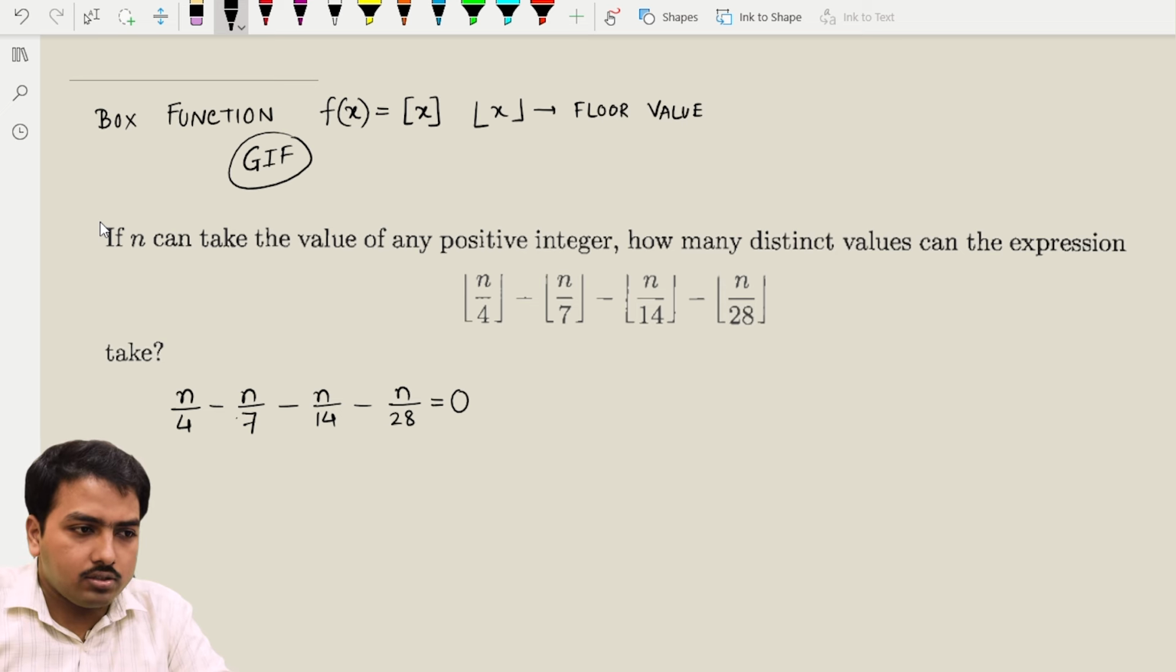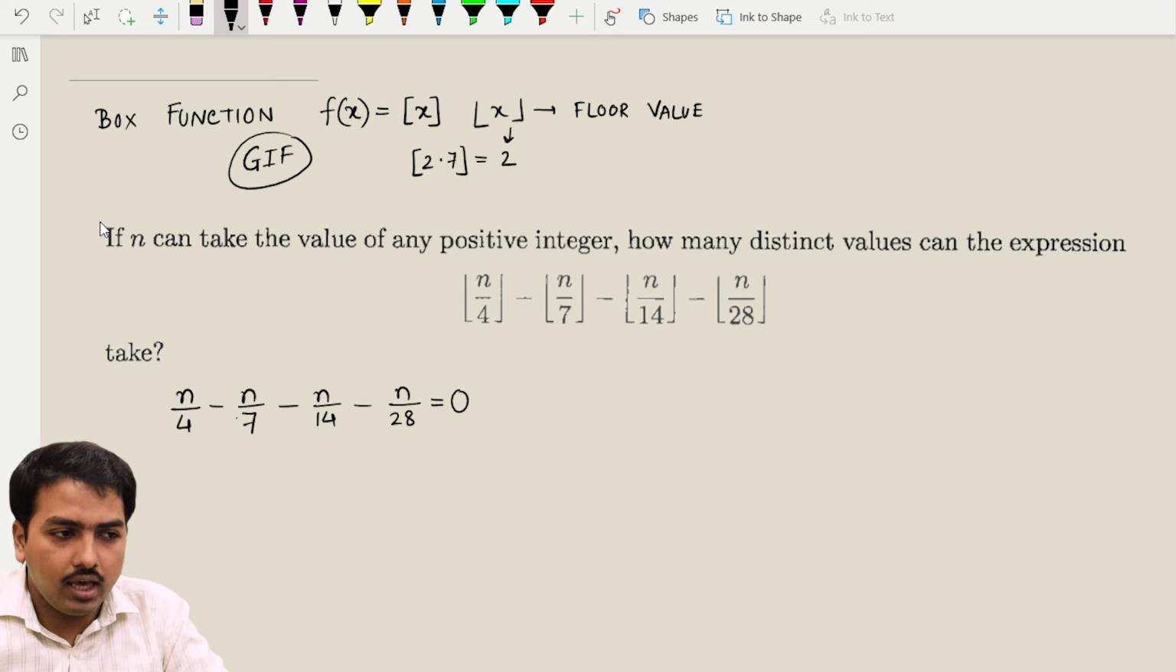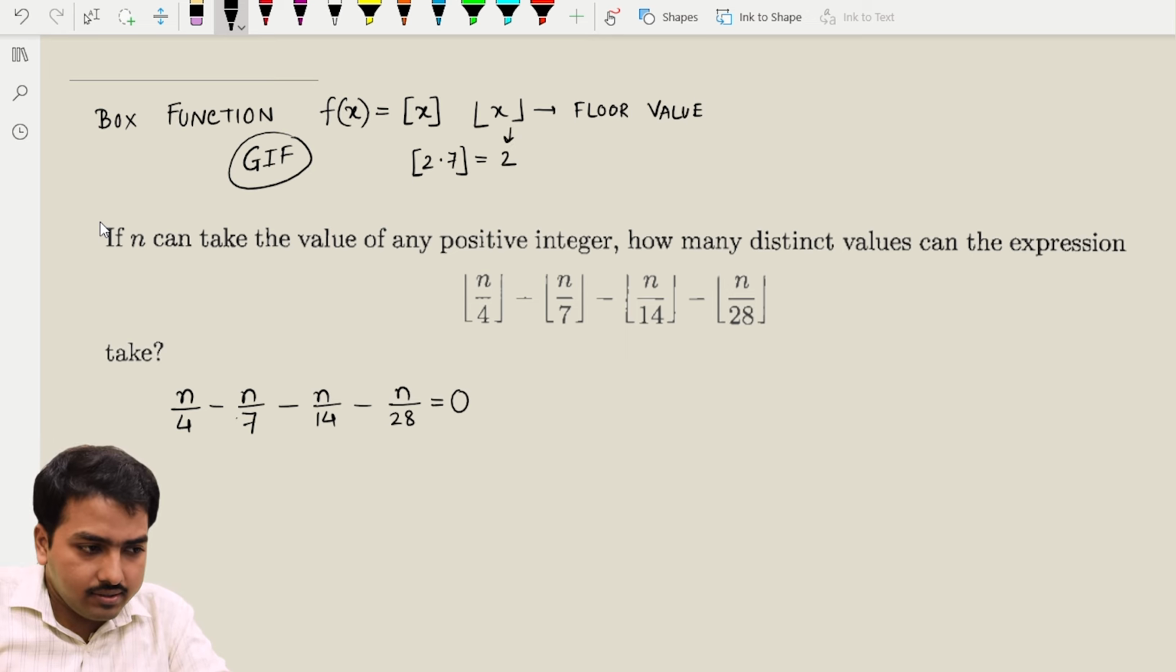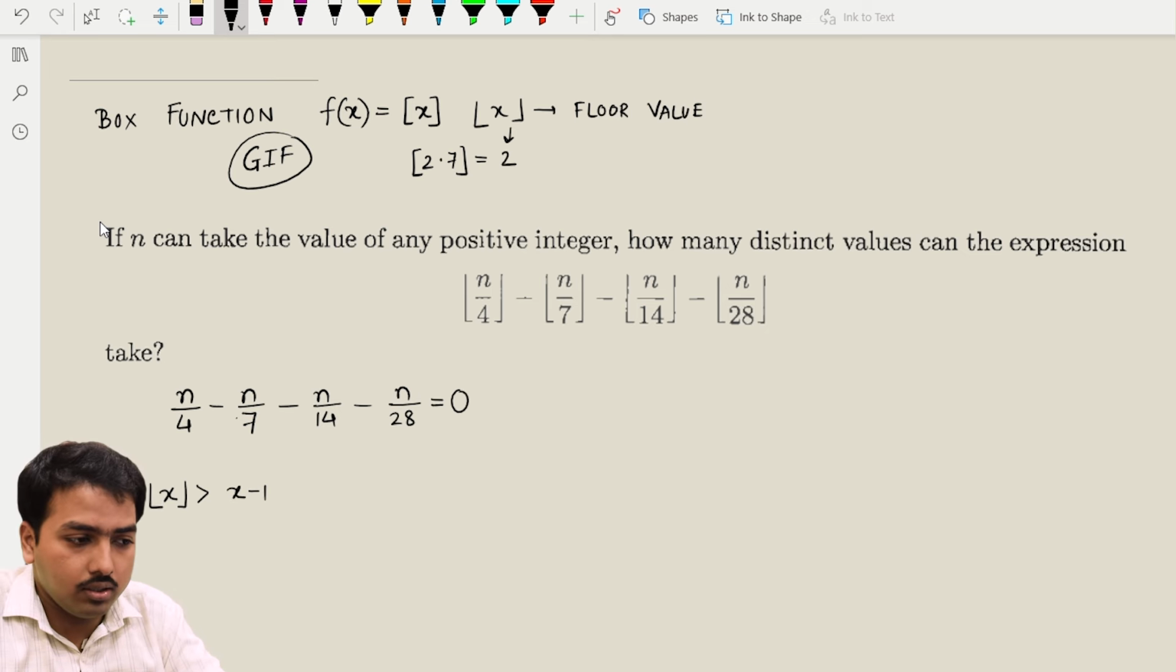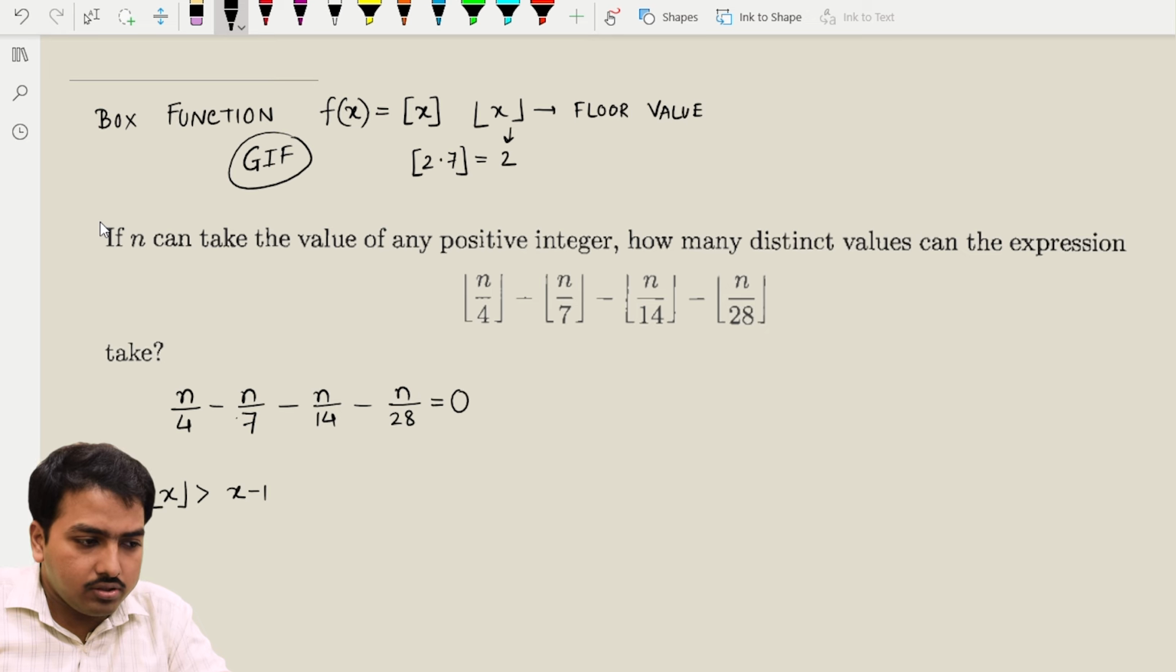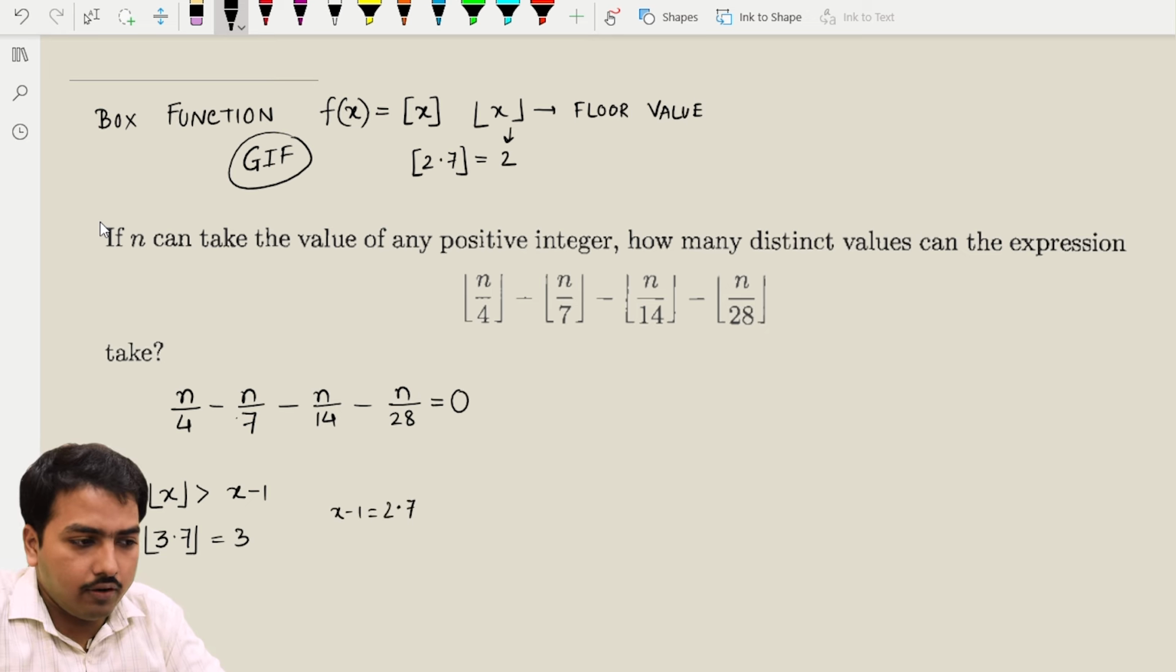From the box function, let's take two examples. For 2.7, the greatest integer contained in it is 2, of course, and the same for the other. From this we can conclude, let's say x is a positive number, because n is only a positive integer, that the box of x is always going to be greater than x minus 1. If you check with some random values, you can observe that as well. Let's take x equal to 3.7. The box will be 3, but x minus 1 would be 2.7, which is of course lesser than 3. So of course it will hold.